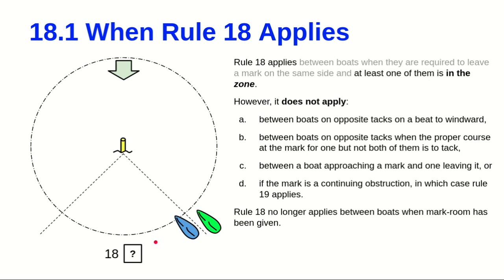Okay, if they progress a little bit, does Rule 18 apply to them now? Blue has reached the zone. She's in the zone. I believe it does, because none of these exceptions apply to these two boats. They're not on opposite tacks. No one's leaving the mark, and the mark's not a continuing obstruction, and no one's given mark room yet. So to these two boats, Rule 18 does apply.